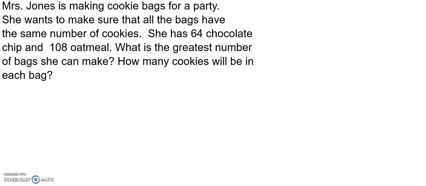Today I'm going to be doing a common PSSA word problem or story problem that students struggle with. Mrs. Jones is making cookie bags for a party. She wants to make sure that all the bags have the same number of cookies. She has 64 chocolate chip cookies and 108 oatmeal. What is the greatest number of bags she can make? How many cookies will be in each bag?